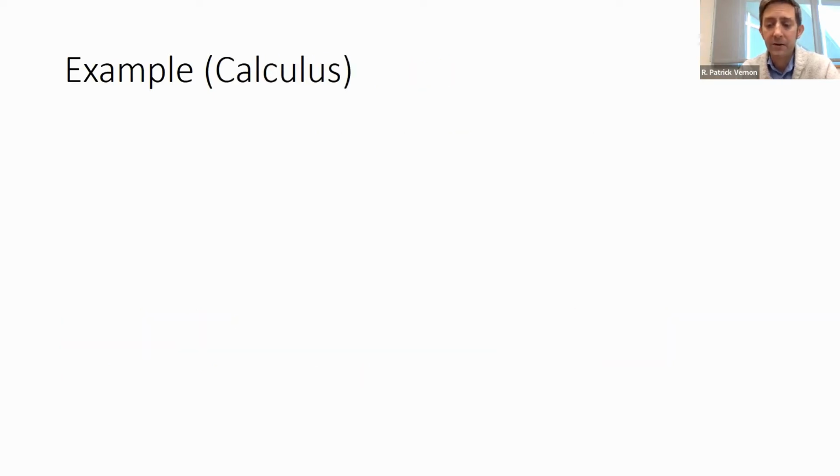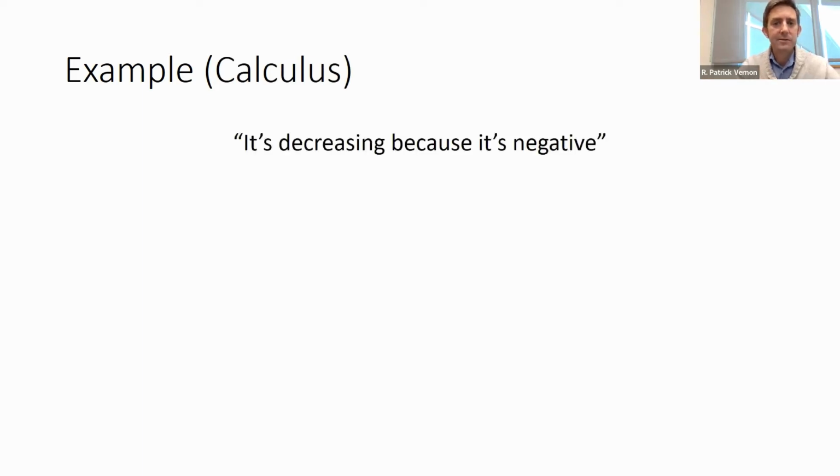Another example from calculus, this is one that I think every calculus professor has seen before, something like "it's decreasing because it's negative." So just to give a little bit of context, if you haven't had calculus in a while, a function is decreasing if, as in looking at the graph, as we're moving to the right, I'm moving downward in general. And if a function is decreasing, we'll say that the slope of that function is negative.